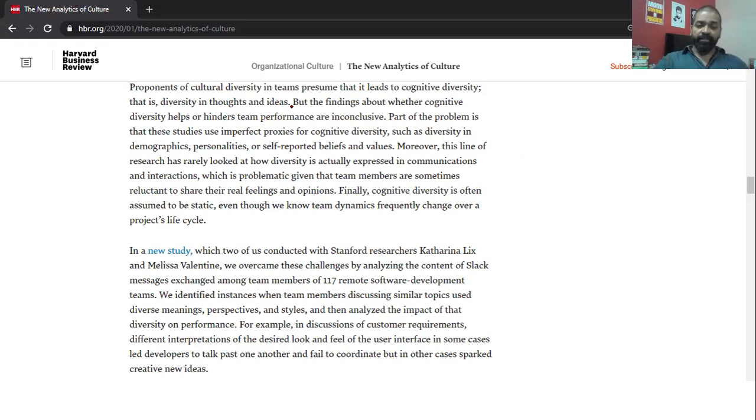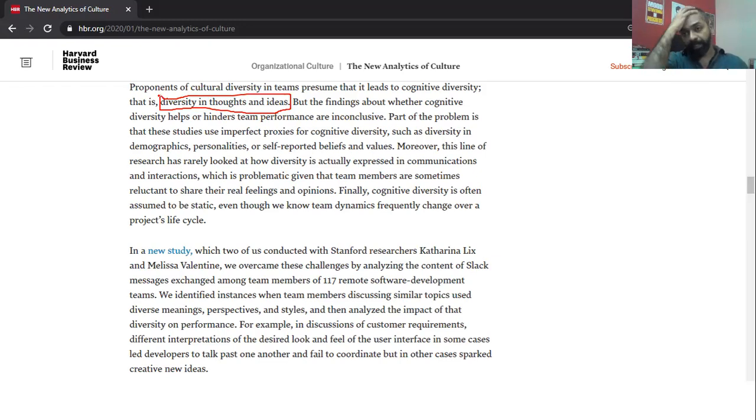Proponents of cultural diversity in teams presume that it leads to cognitive diversity. Assume. Okay, there's not much of a difference, but the pre adds to the meaning. Pre means that, from beforehand itself. That's the established notion. Presume that it leads to cognitive diversity, that is diversity in thoughts and ideas. So this part is just your definition of cognitive diversity. Watch out for phrases like these, because they give you meanings of terms, otherwise ambiguous terms.